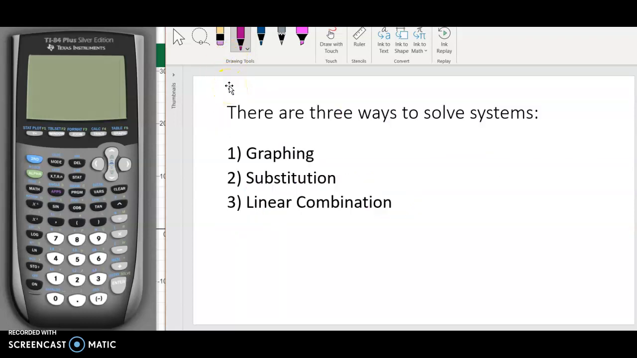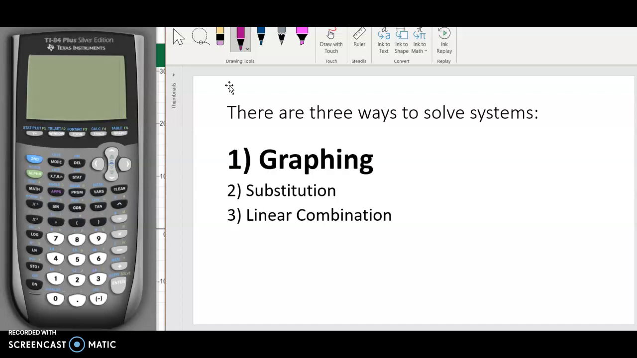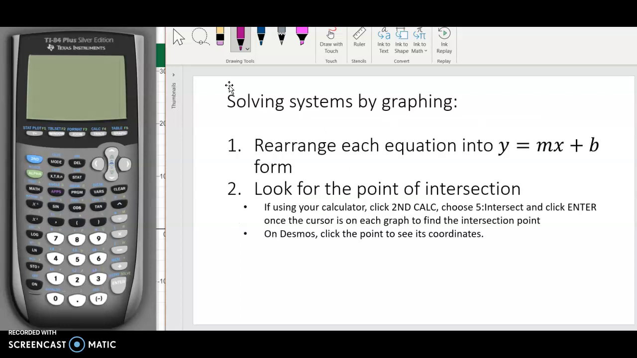So there are three ways to solve systems to find that solution. You can solve them by graphing, you can do what's called substitution, or you can use a method called linear combination. So in today's lesson, we're going to talk about how to solve systems by graphing. To solve systems by graphing, you're going to start off rearranging each equation into y equals mx plus b form. So remember, your equation has to be in y equals mx plus b form, whether you're graphing by hand or on your calculator. Then we're going to look for the point of intersection.